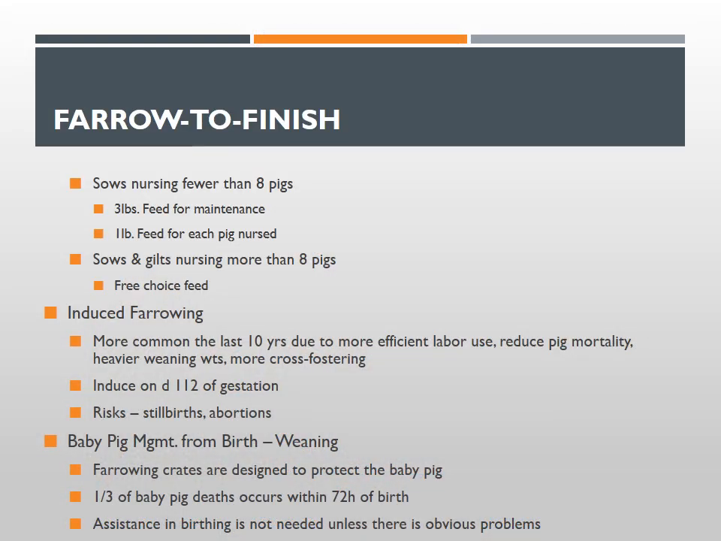So when we have sows that nurse fewer than 8 pigs, we're going to drop them down to about 3 pounds of feed for maintenance, and then about 1 pound of feed for every pig that they're nursing. Any sow or gilt that's nursing more than 8 pigs can pretty well be fed free choice. Now, talking to folks who are in farrowing barns, probably the most common method of feeding is pretty well free choice. It's much simpler and more consistent.